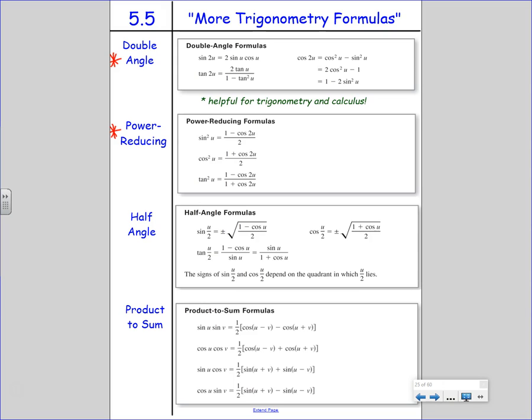The nice thing is the power reducing one, you can kind of get the tangent squared from the other two. Technically, half angle, you can get tangent from the other two. Like there's some relationships.